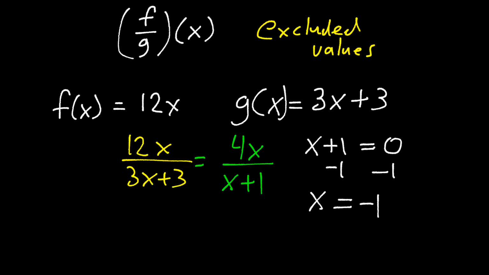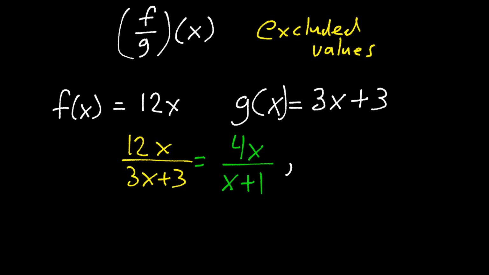So our final answer, and this is the last example we're doing, so the final answer for this video is, if we want the function of f divided by the function of g, it is, for this case, 4x over x plus 1, and x cannot equal negative 1. In our next video, we'll talk about some composite functions, but hopefully this gets you off to a good start with operations on functions.